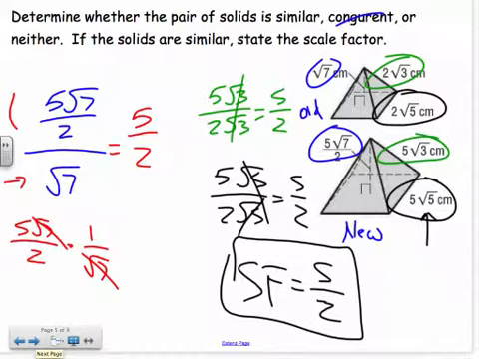Okay? So you have to check every single corresponding side to see if they have the same scale factor. That's the key, though. You can't just do one of them. You've got to do them all.